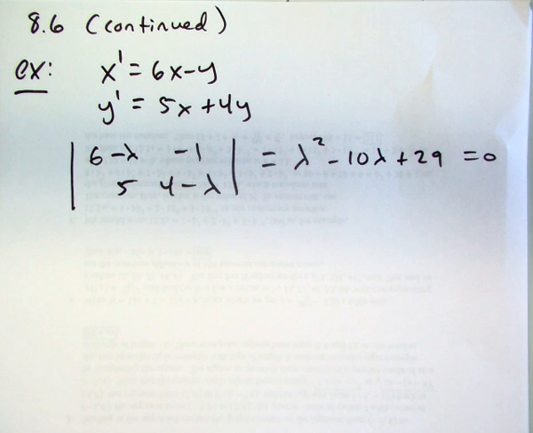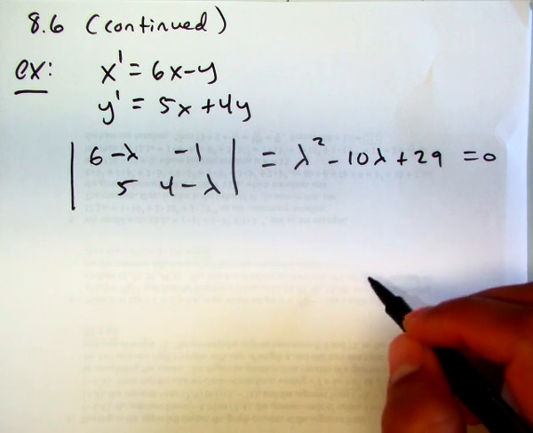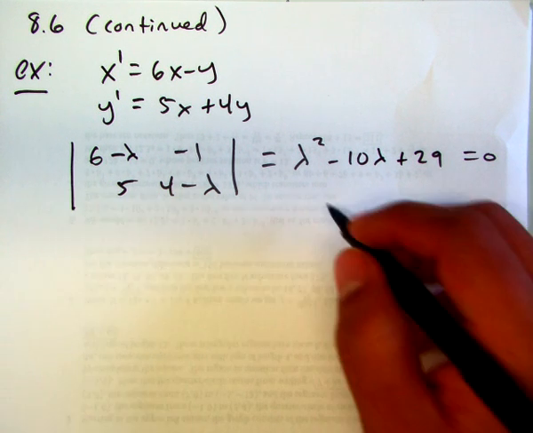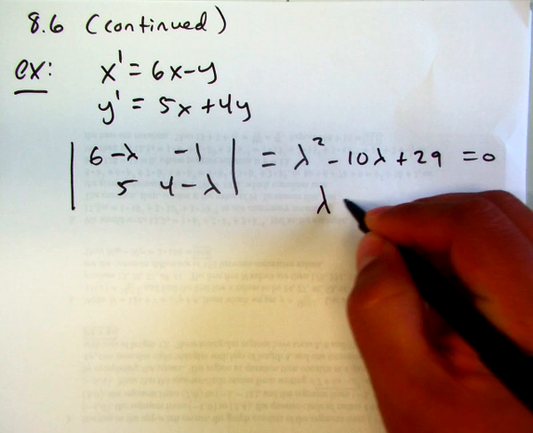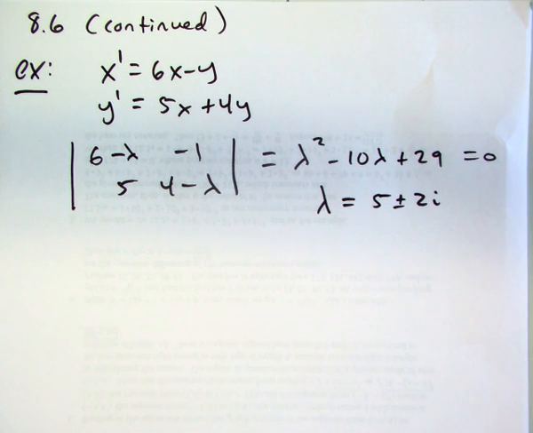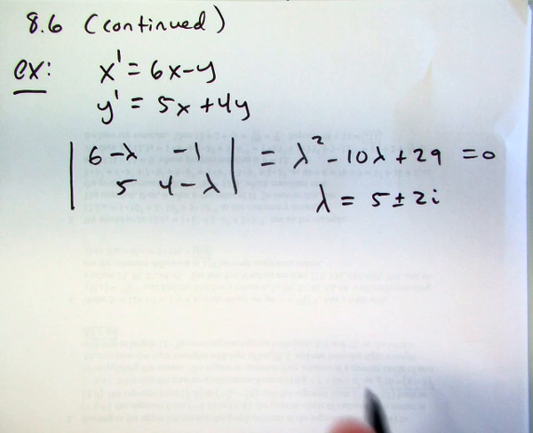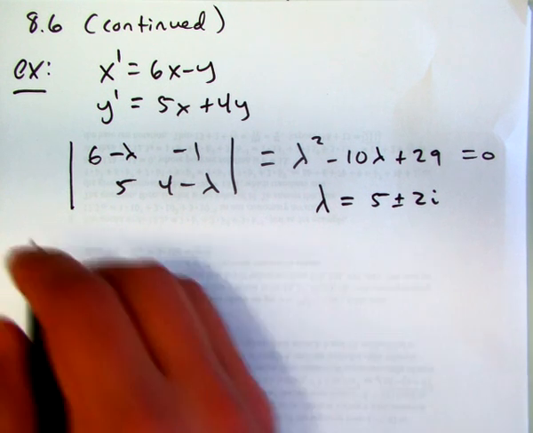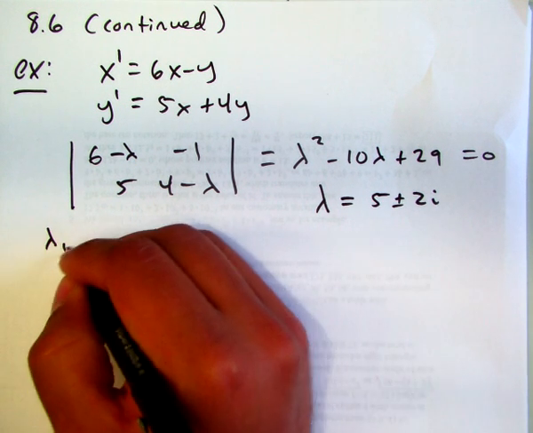If we use the quadratic formula, you can take my word for it, you get complex eigenvalues. Okay, so again, proceeding just like before, let's call lambda 1 equal to 5 plus 2i.